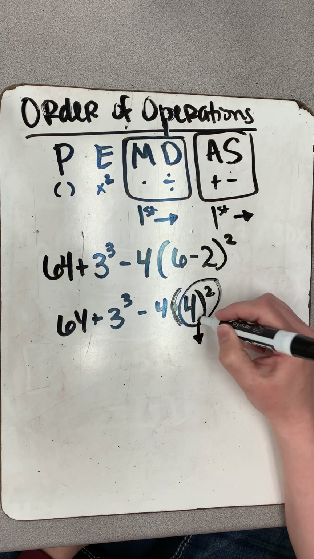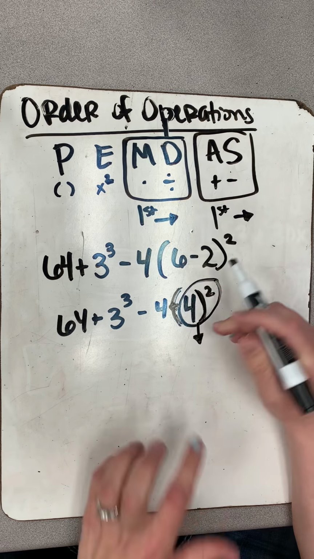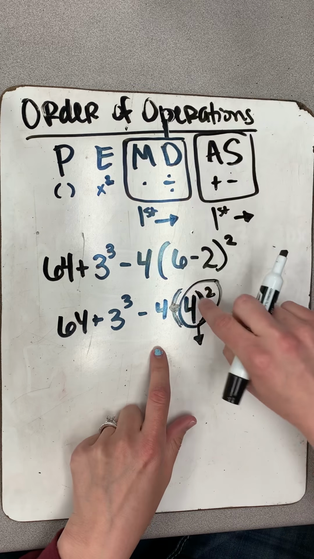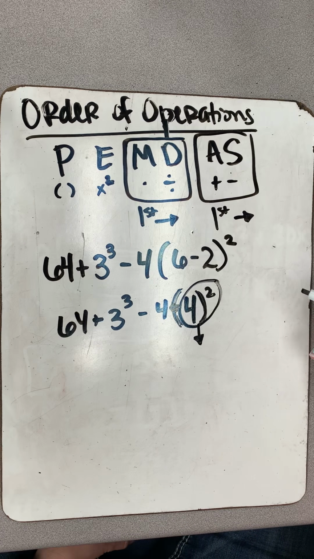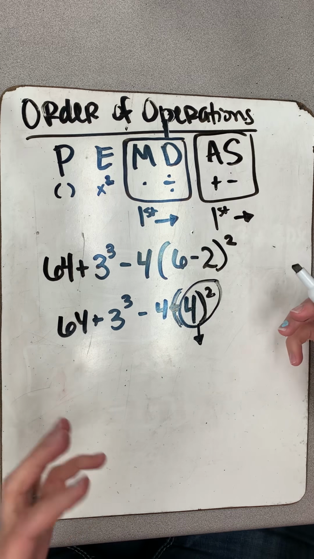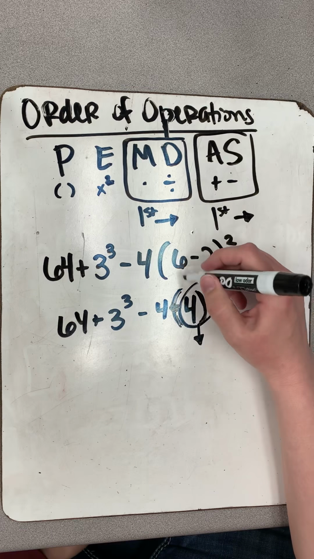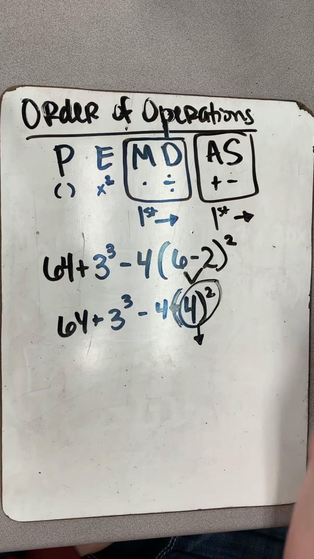These parentheses are really just saying to multiply. So realize that this is a multiplication. This is no longer in your parenthesis part of order of operations, okay? So now we've gotten rid of our parentheses. We did what was inside of them. We move on to exponents.